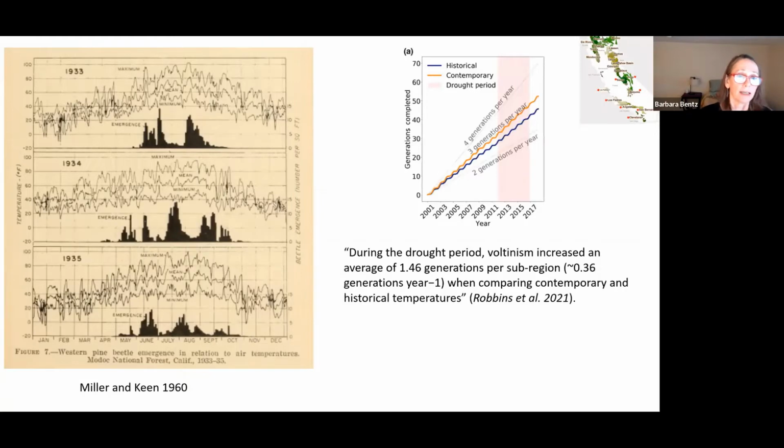Using other data, including some that was in the Miller and King synthesis, Robbins et al. recently modeled the timing of Western pine beetle flight during these California drought years. And their results suggested a slight increase in the number of generations from historical times. And they attributed a 30% increase in Ponderosa pine mortality during this drought to this increase in beetle voltinism. Again, highlighting the important role of accounting for this insect-caused mortality.